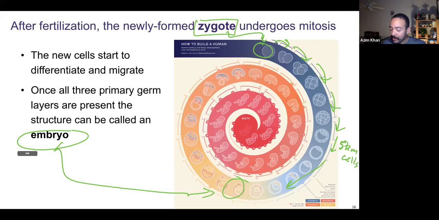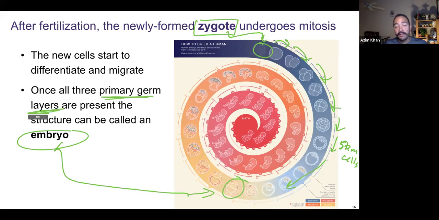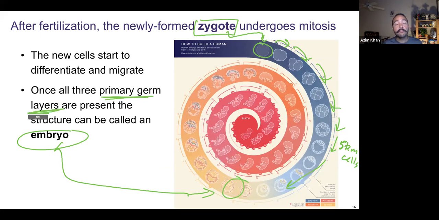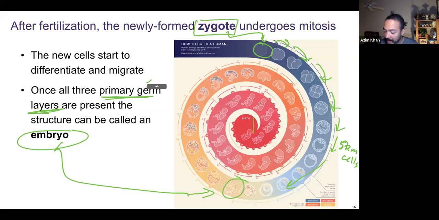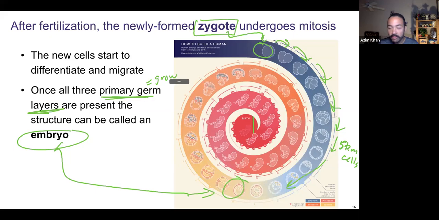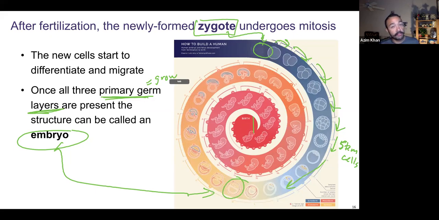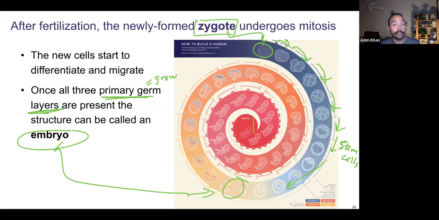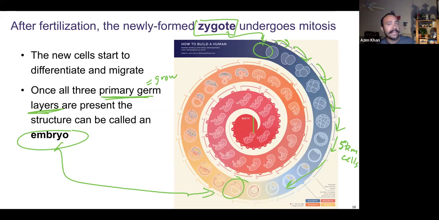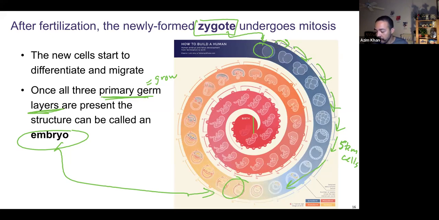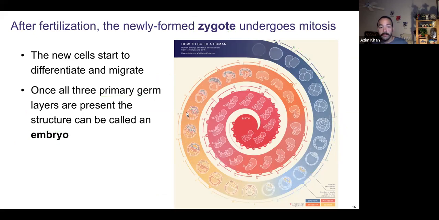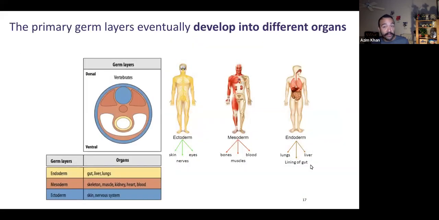These are called primary germ layers forming in our embryo. Primary because they're the first ones to form. Germ, as in germinate, means to grow. So this is still growing. These are germ layers. We're germinating, like how a plant seed can germinate. This is a similar idea here. These germ layers have names.